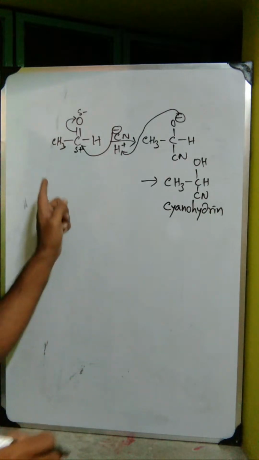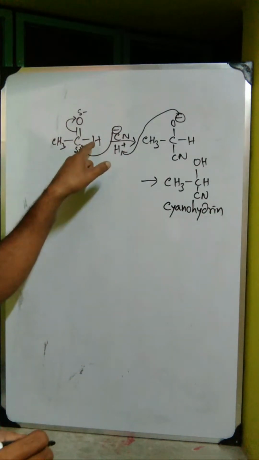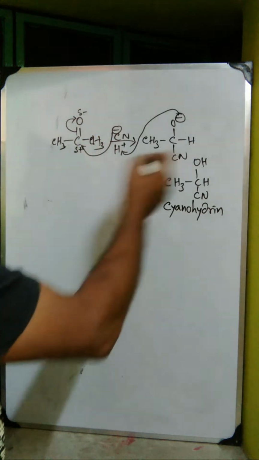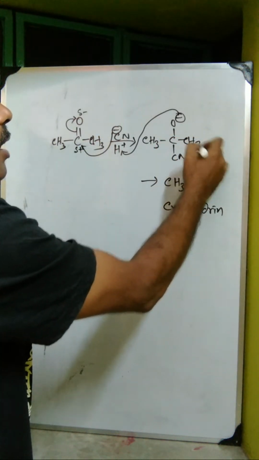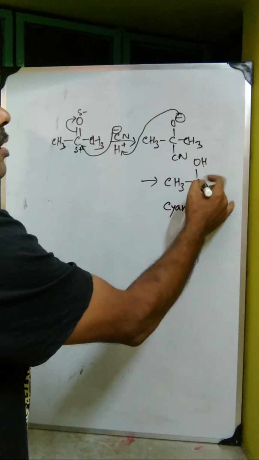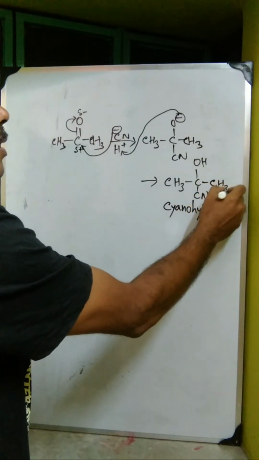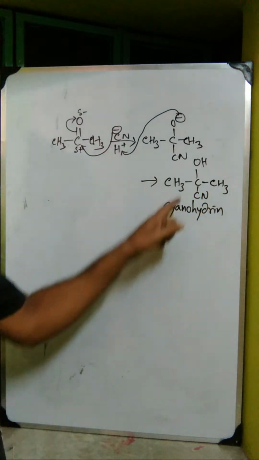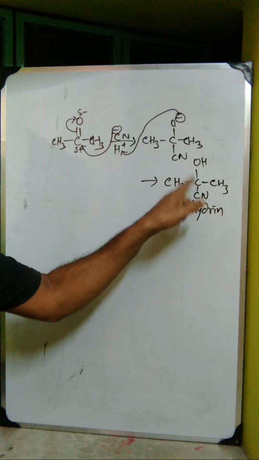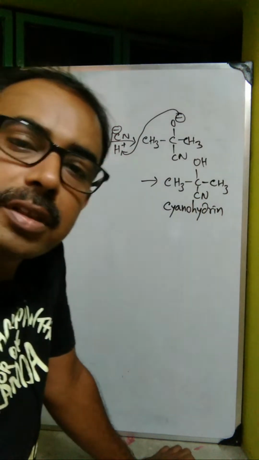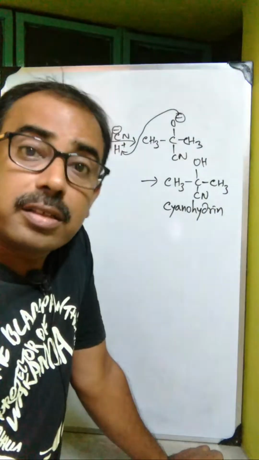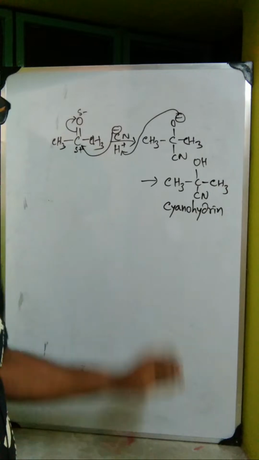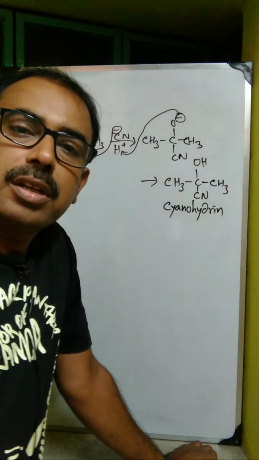So this is with aldehyde, and if you take ketone, here CH3 will be there instead of hydrogen, so here also the CH3 and here also the CH3. So the difference is that on both sides a methyl group is present, but still OH and CN are present at the same carbon. So the compound is still called a cyanohydrin compound. So this is the nucleophilic addition reaction at the carbonyl carbon.